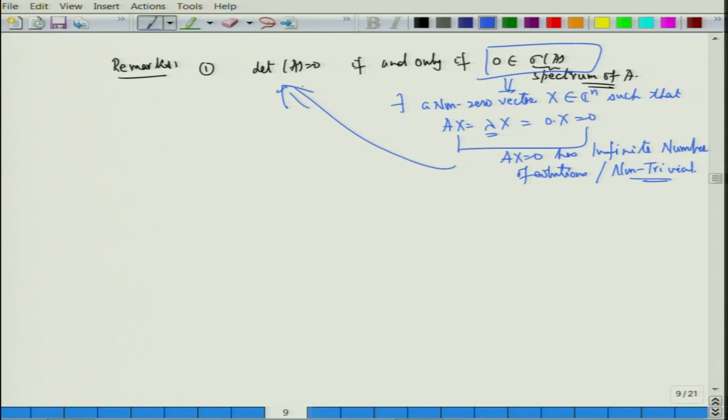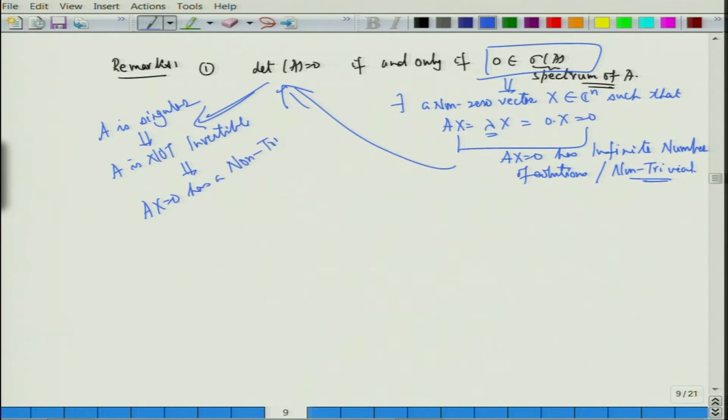Now how do I prove that determinant of A equal to 0 implies that 0 belongs to sigma A? Determinant of A equal to 0 implies A is singular. A is singular implies that A is not invertible, and this will imply that the system Ax equal to 0 has a non-trivial solution. You can see that all of them come together one after the other. Nothing special to be done.